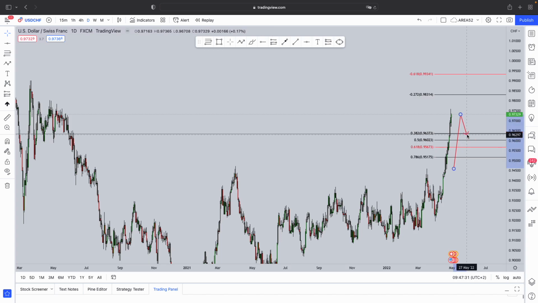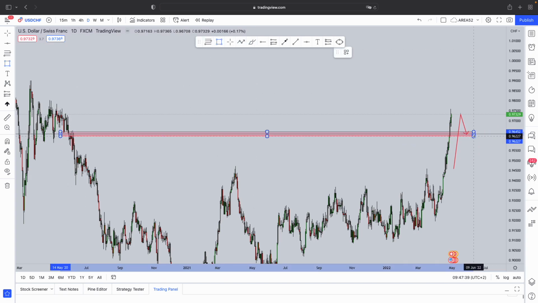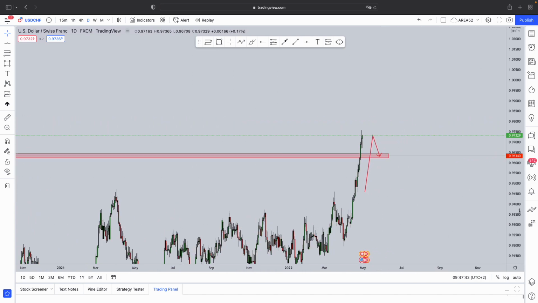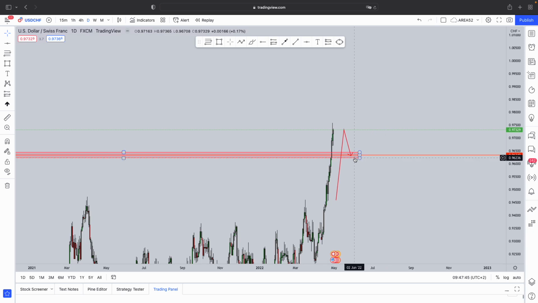Now if you look at this level over here, you can see this level is currently lining up perfectly with this structure that we have in the market over here. And I know it's very far back, but that is the structure that we can expect the market to come and test before that continuation to the upside there as well.